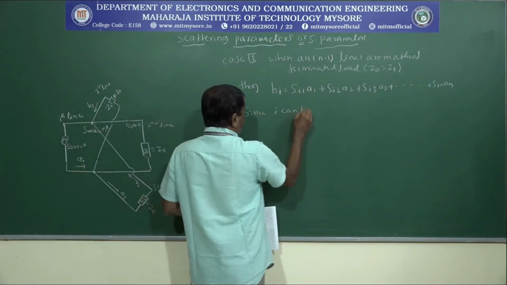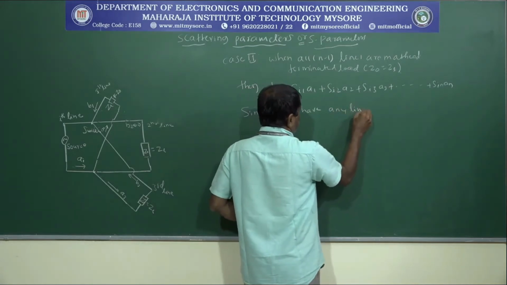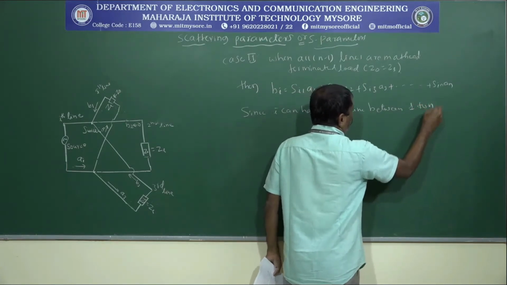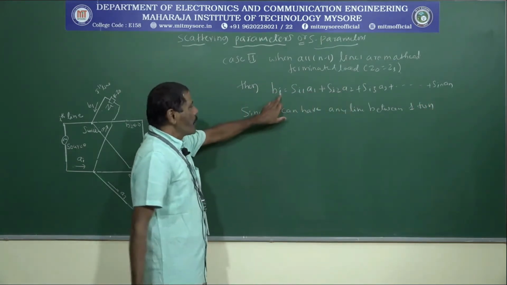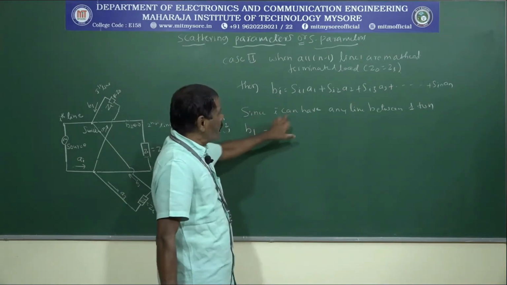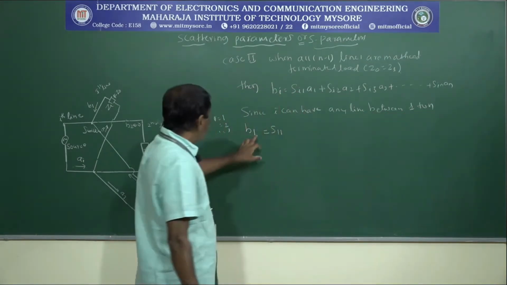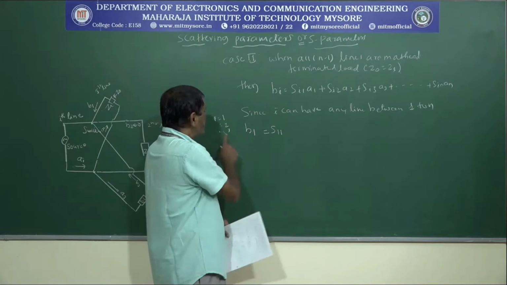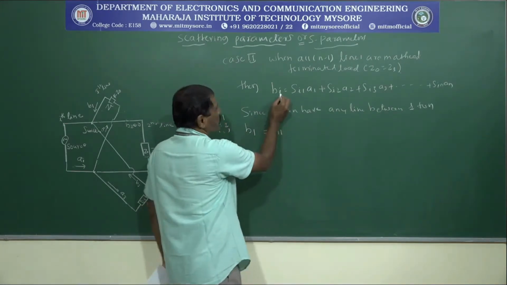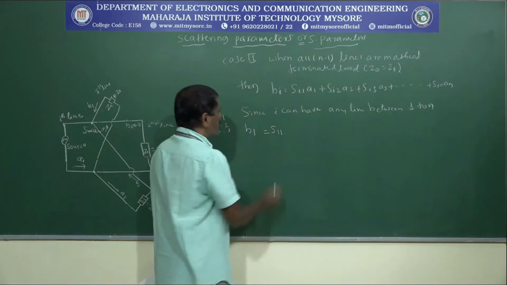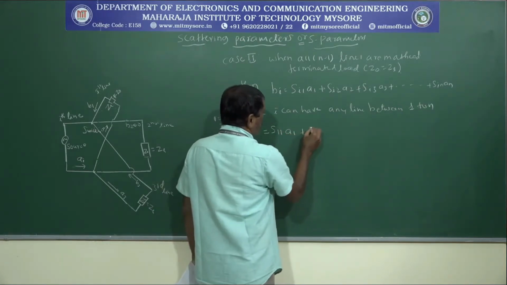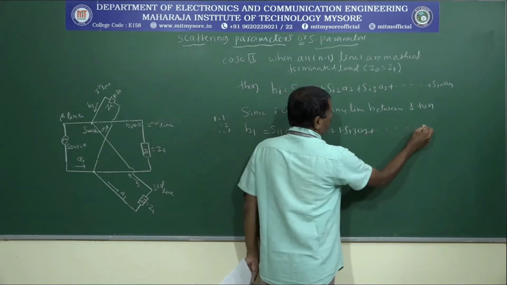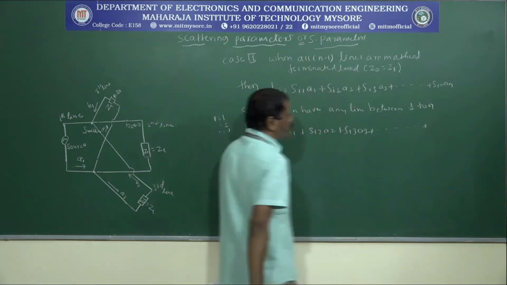Here we have a variable i, and this i can have any value between 1 to n. I can take it as 1, 2, 3, like this. Considering i equal to 1 first, then substituting i equal to 1 in this equation, it is S11 into A1 plus S12 into A2 plus S13 into A3, and it will continue like this.